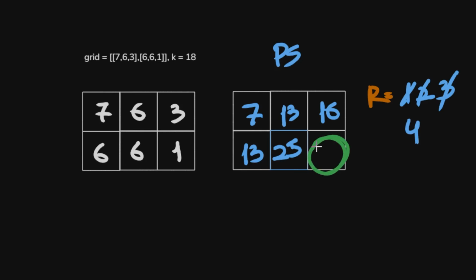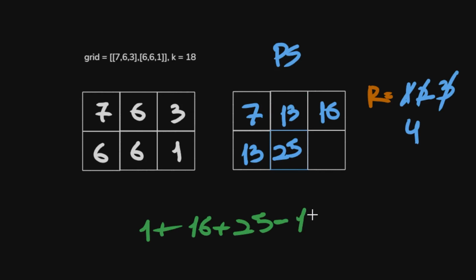Now we are here, and we can do basically the same. We take the current number plus this accumulated number, 16, plus 25, minus the diagonal is 13. The result here is 29, so we put 29 here, and given that this is greater than k, the result is 4. And just to be clear, let's see what's happening here.